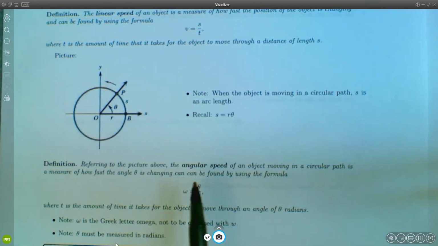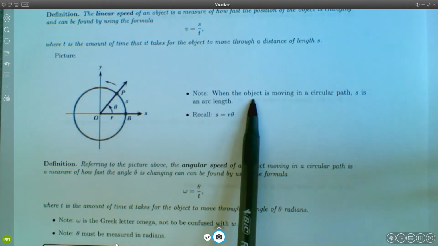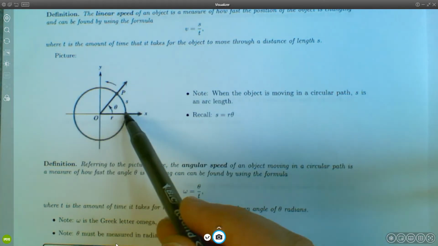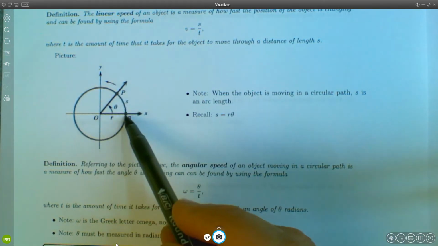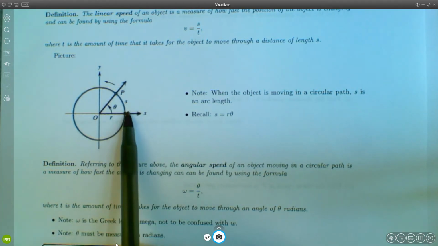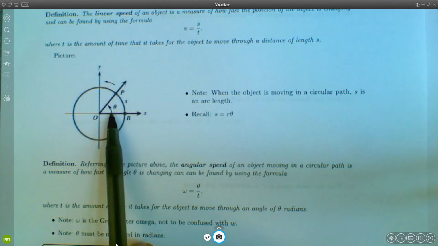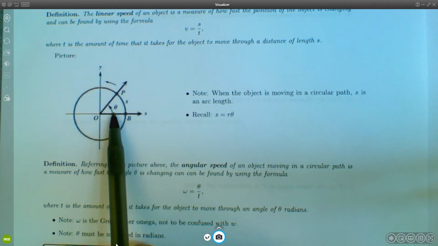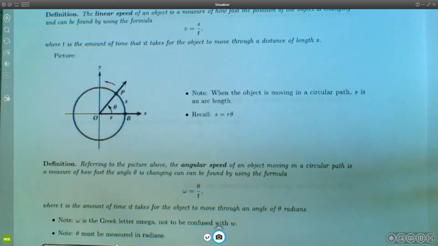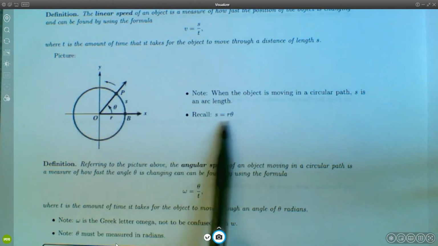So note that when the object is moving in a circular path, then s is an arc length, right? And that arc length, we've discovered, is the same thing as the radius times the angle through which the particle moved, or the object moved, right? So s equals r times theta.